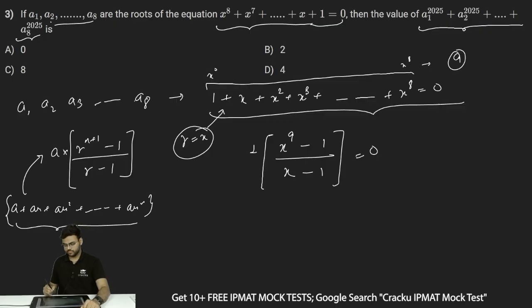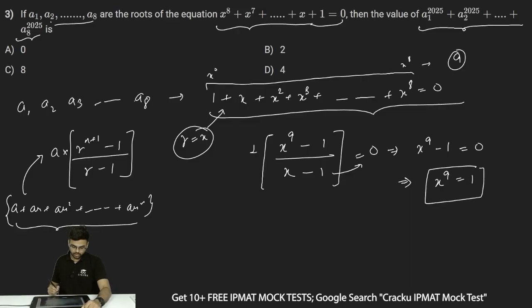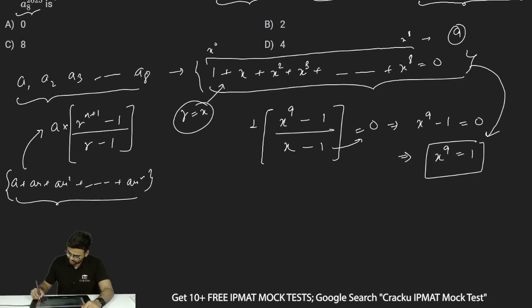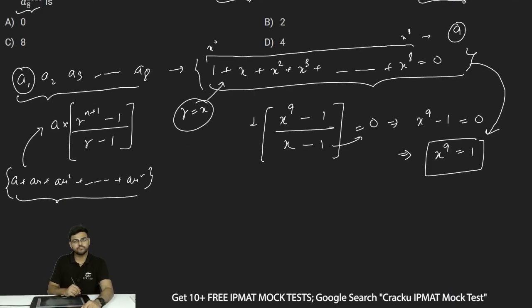And this is equal to 0. If this x minus 1 goes to the right hand side, it will be 0 only. So I can write x to the power 9 minus 1 is equal to 0, or I can further write this as x to the power 9 is equal to 1. Now a1, a2, a3, a4 up till a8 are the roots of this equation, and this final equation can be simplified as x to the power 9 is equal to 1. So instead of x I can substitute a1, instead of x I can substitute a2, instead of x I can substitute a3, because a1, a2, a3 are the roots of the equation. So what I can write is basically a1 to the power 9 is equal to 1.